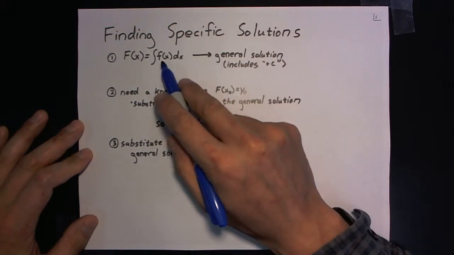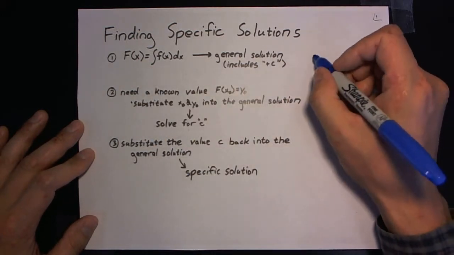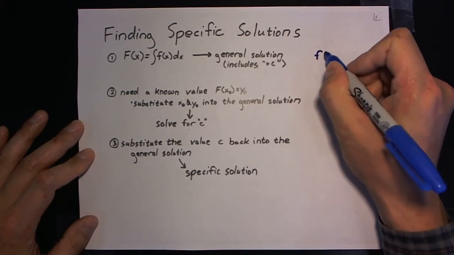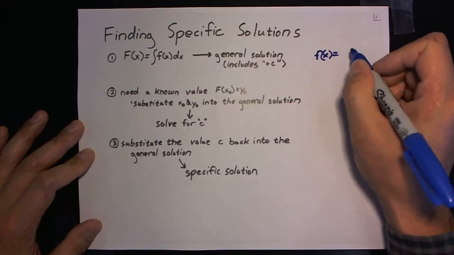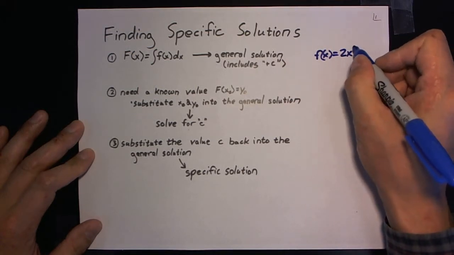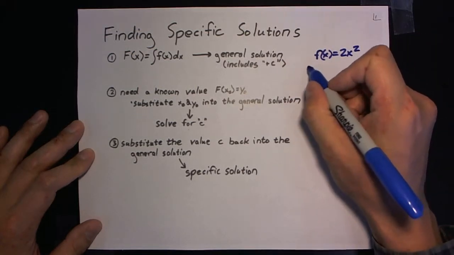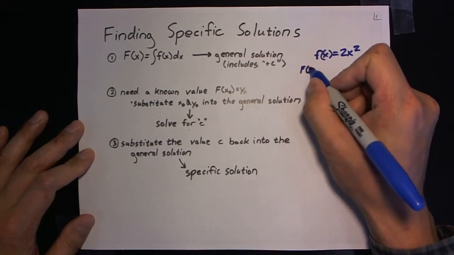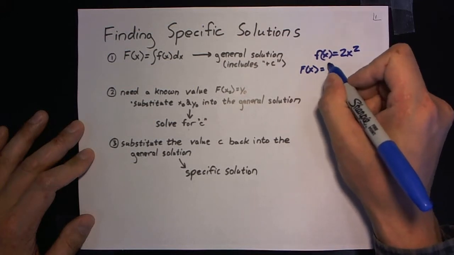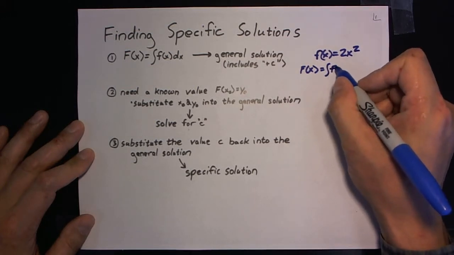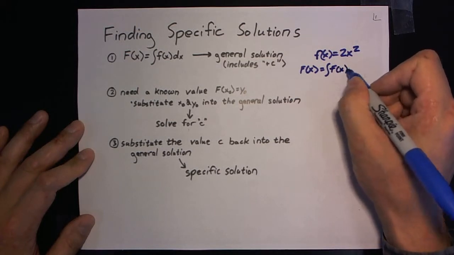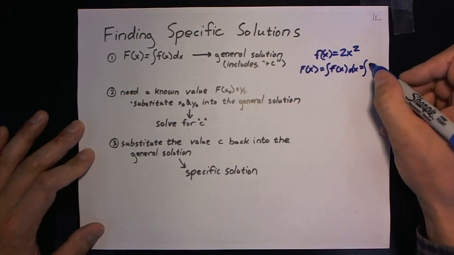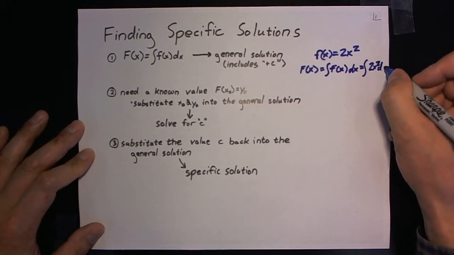So, like I said, by now, you should know how to take a simple indefinite integral and get a general solution, but just as an example, let's say that f of x equals 2x squared. And so you take the indefinite integral and call the answer to the indefinite integral capital F of x. So that's going to be the indefinite integral of little f of x dx, which is going to be the integral of 2x squared dx.